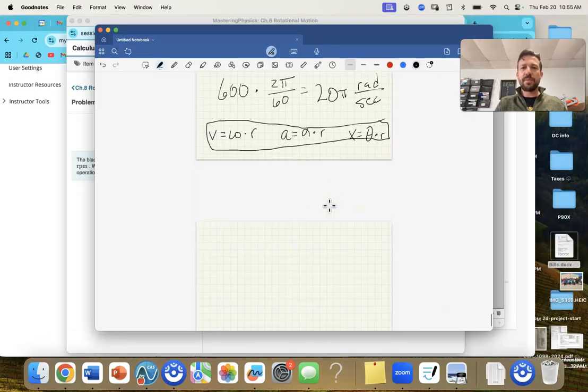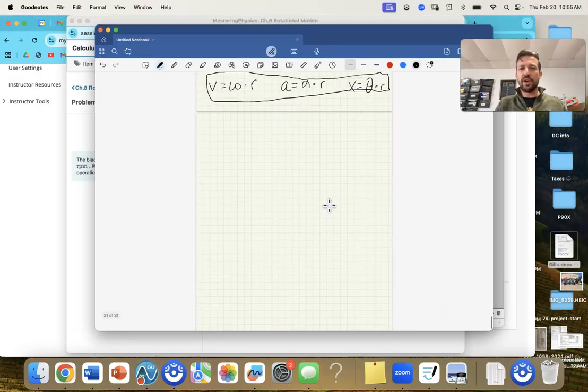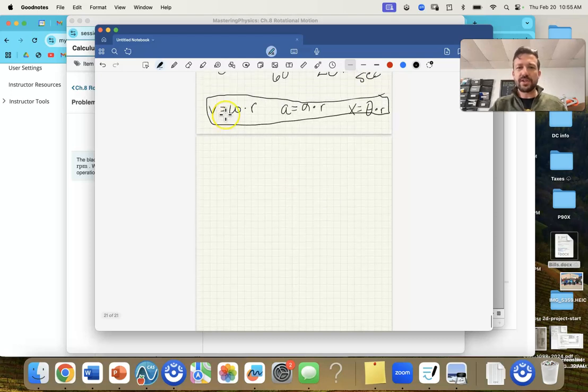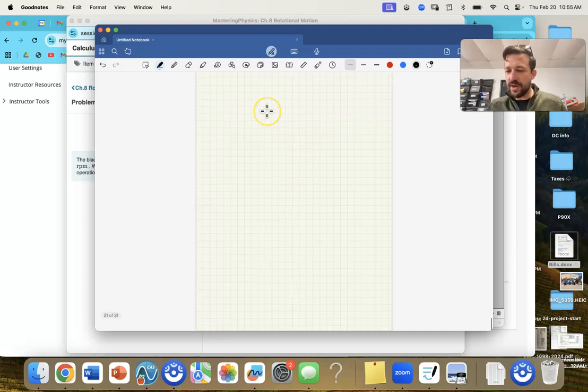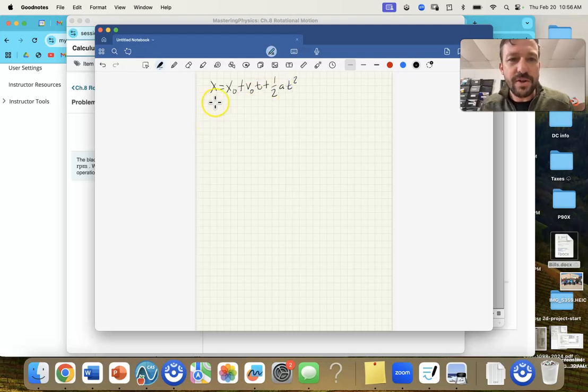Okay, so let's remind ourselves of the formulas. Here we have these 3 to switch from angular to linear. But let's also write down our old formulas. Remember our old formulas: x equals x naught plus v naught t plus a half a t squared. Remember, these are the first things that I ever taught you guys. Plus vf squared equals v naught squared plus 2a times x minus x naught.